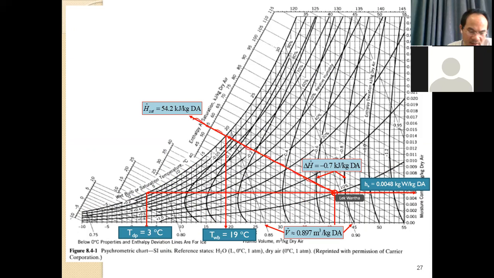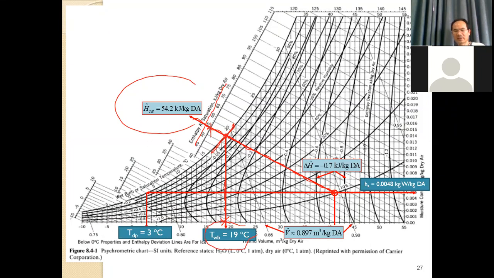And also, at the same condition at this point, you draw the line parallel to the enthalpy line. You can read the enthalpy of 54.2 kilojoule per kilogram dry air. This is the enthalpy for this point. And also from this point, you can draw to the saturation line, then horizontally to the temperature, you get the wet bulb temperature of 90 Celsius.